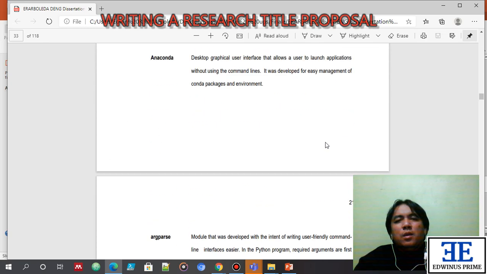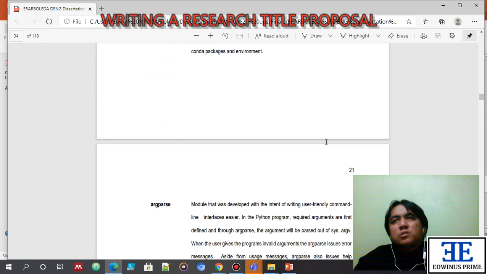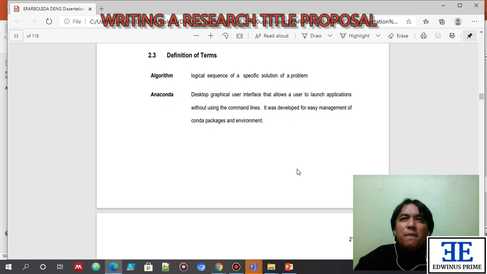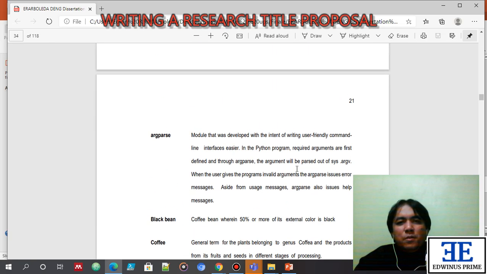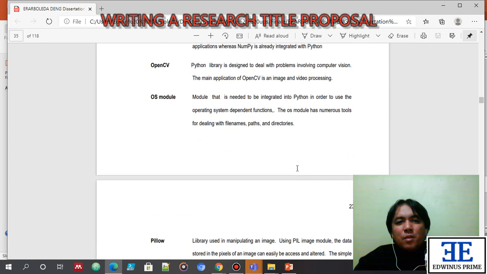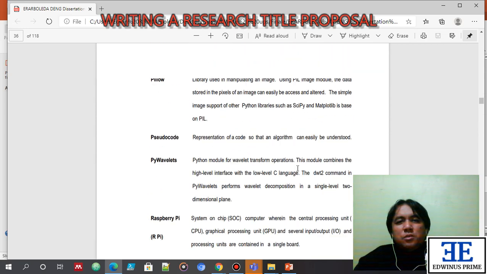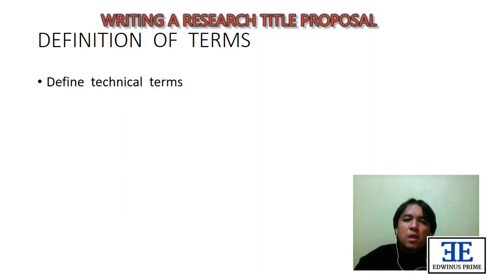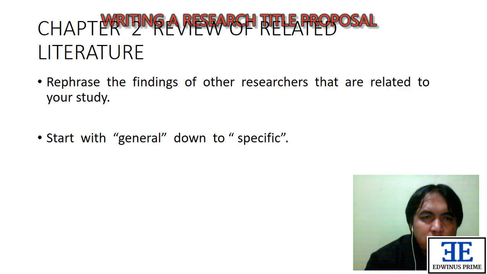So in writing technical terms, you must rephrase or reword it, something that is not similar to the wordings of the original author. Take note of that. The definition of the technical terms should not be copy paste. Define it in your own words.